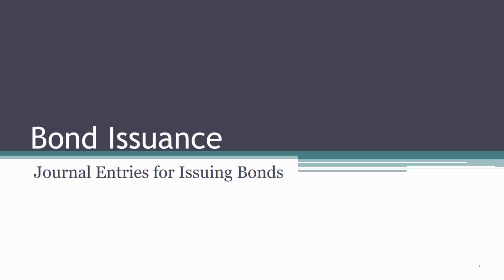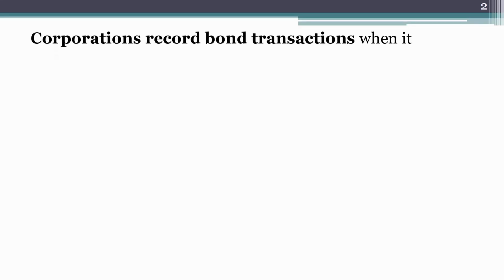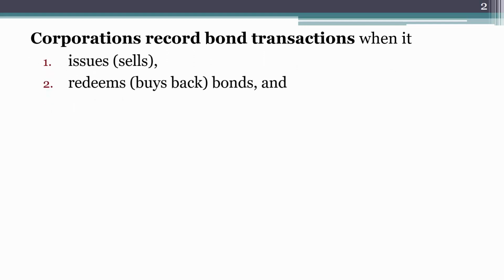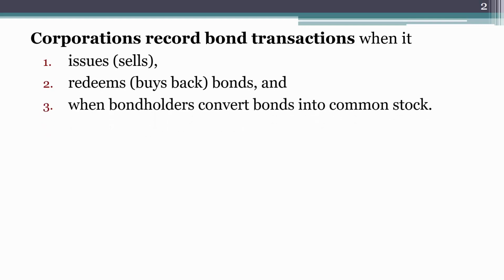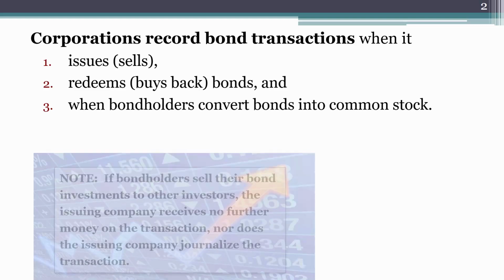Hi, in this video I'm going to cover the journal entries for issuing bonds. Now corporations record bond transactions when they issue bonds, which is also known as selling them, redeem bonds, which is buying them back, and also when bondholders convert their bonds into common stock.